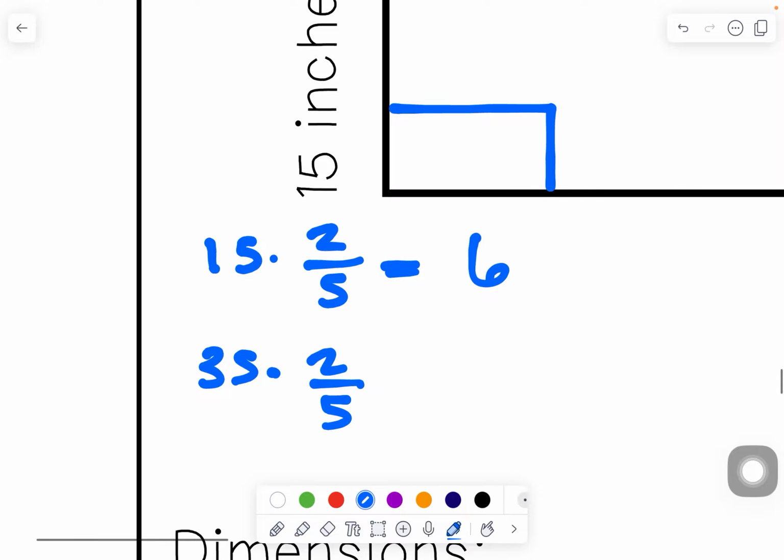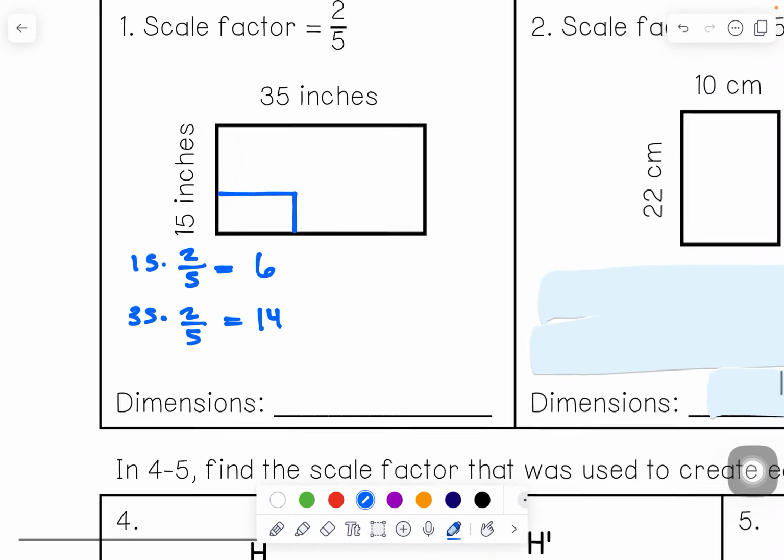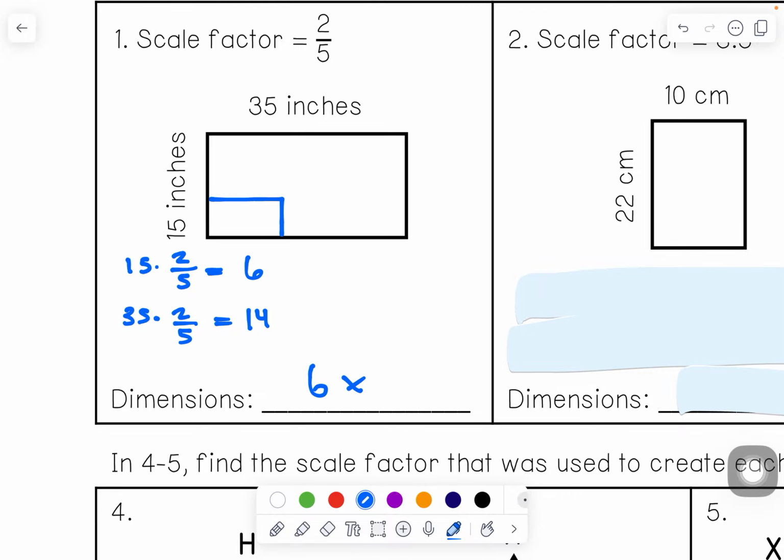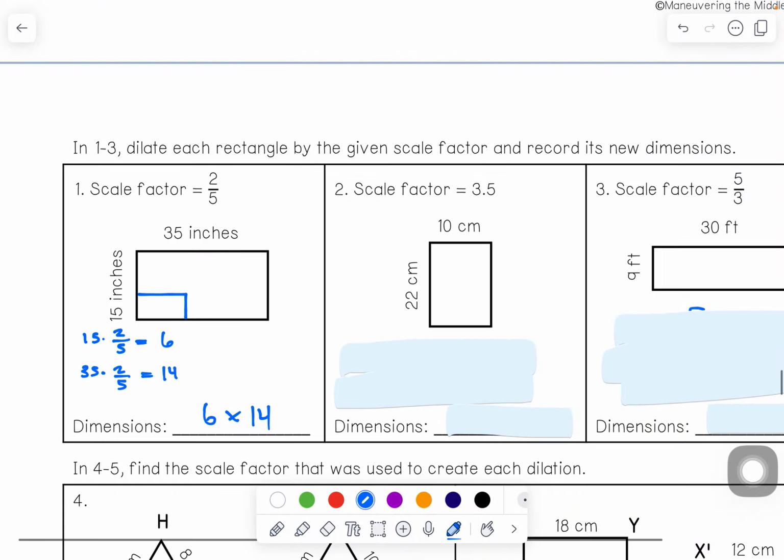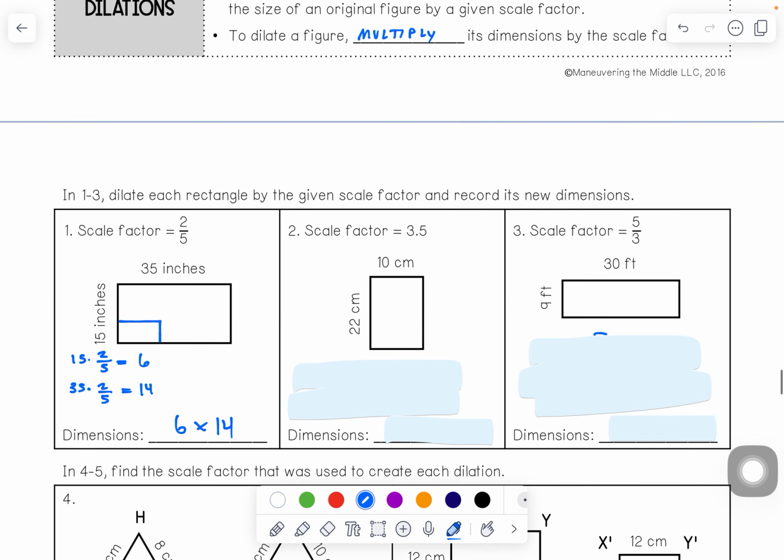If you have to use a calculator, there's nothing wrong with that. When I do that, I get 14. So my new shape is going to be 6 by 14. All right, so I want you to go ahead and practice that with these next few problems, the rest of these on the page. Go ahead and push pause and then come back.